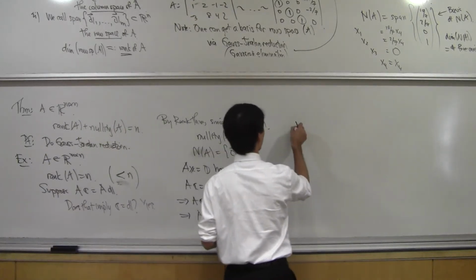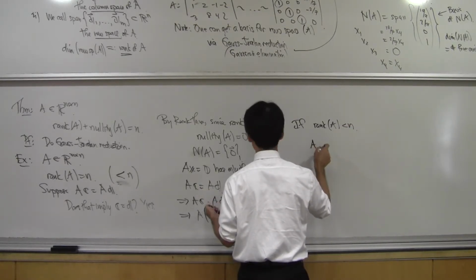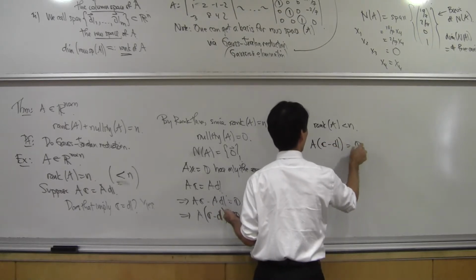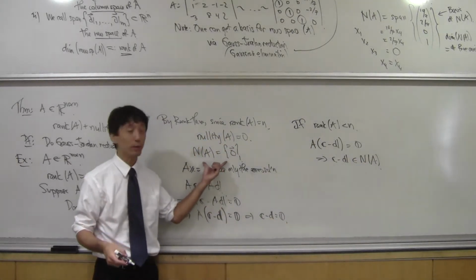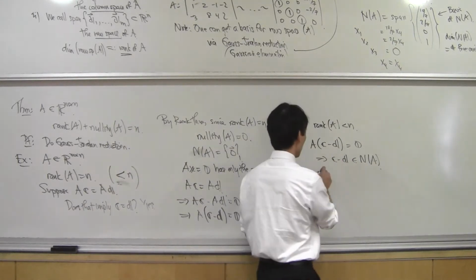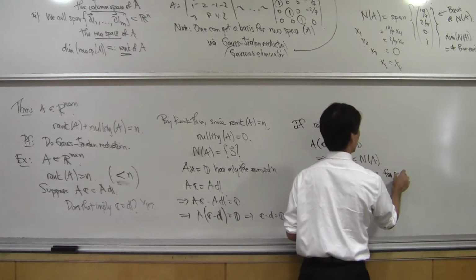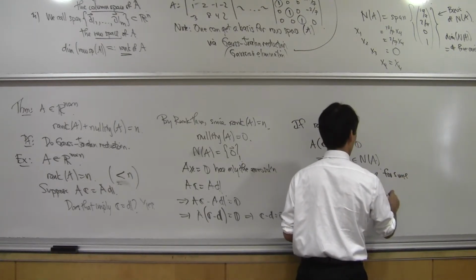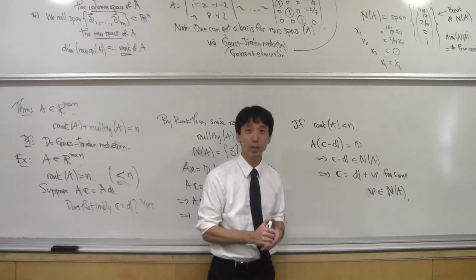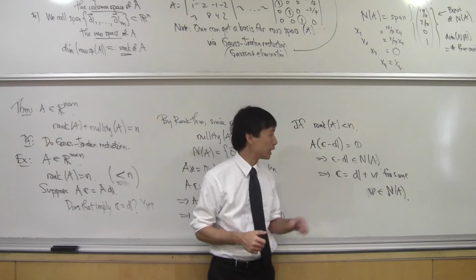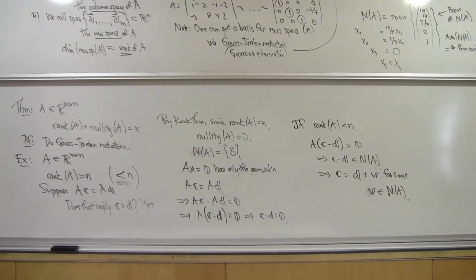All you would have, if the rank is less than n, is that A times C minus D equals 0. So C minus D is in the null space. Here the null space was 0, but here the null space could have stuff in it. So all that means is that C equals D plus some vector in the null space. It means that they differ by some vector in the null space, which is useful information. If you are taking a differential equations class, this fact has probably shown up, or will show up.